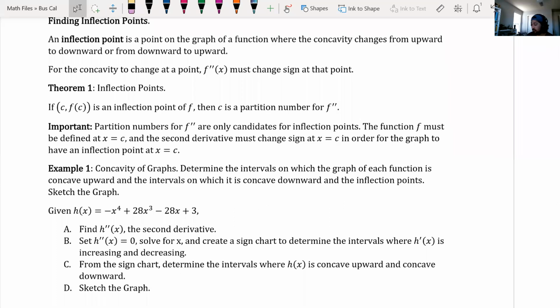Oh, that definition, right? What was that?